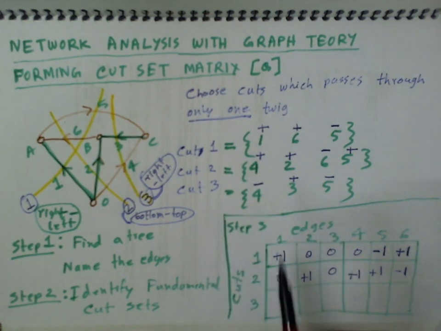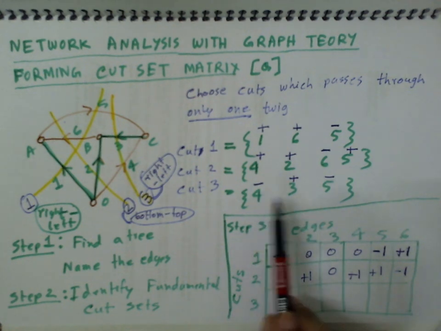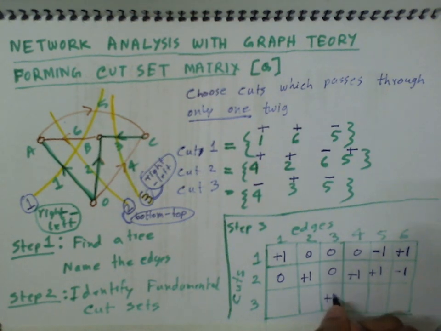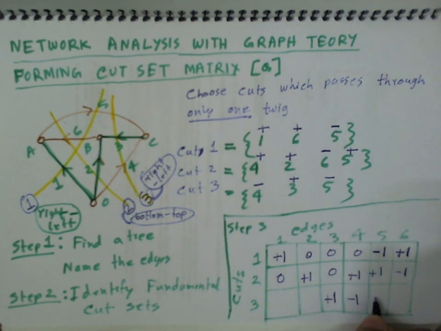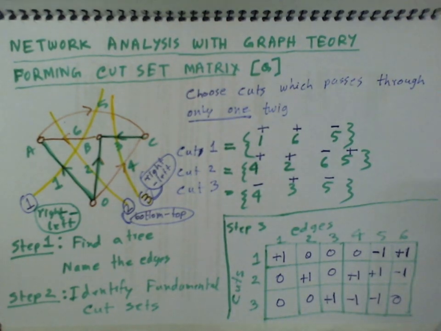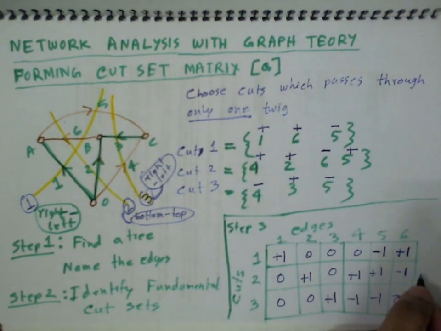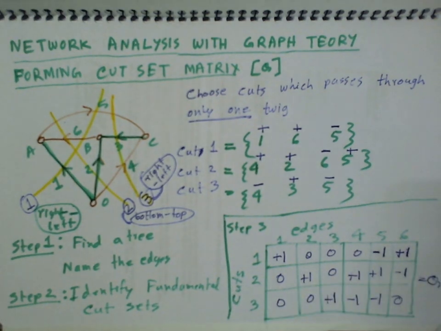Cart number 3. This is made up of 4, 3 and 5. 3 with a plus sign, 4 and 5 with minus signs, minus 1, minus 1. 0, 0, 0, because these edges are not there. So that's how this matrix is formed. This matrix is called the cut-set matrix and is generally denoted by the symbol Q.